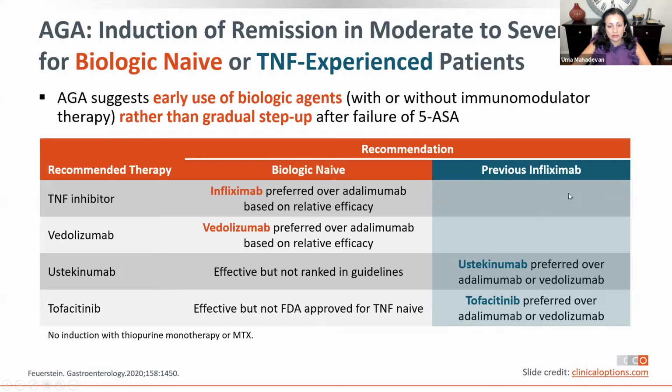If they failed infliximab, unless it was that they developed antibodies and had been doing great, maybe in that setting I would use adalimumab. But in general, prior infliximab, vedolizumab also does not have great data in that setting, but ustekinumab and tofacitinib showed efficacy in the clinical trials, even in people who failed infliximab. So that's where you would go.